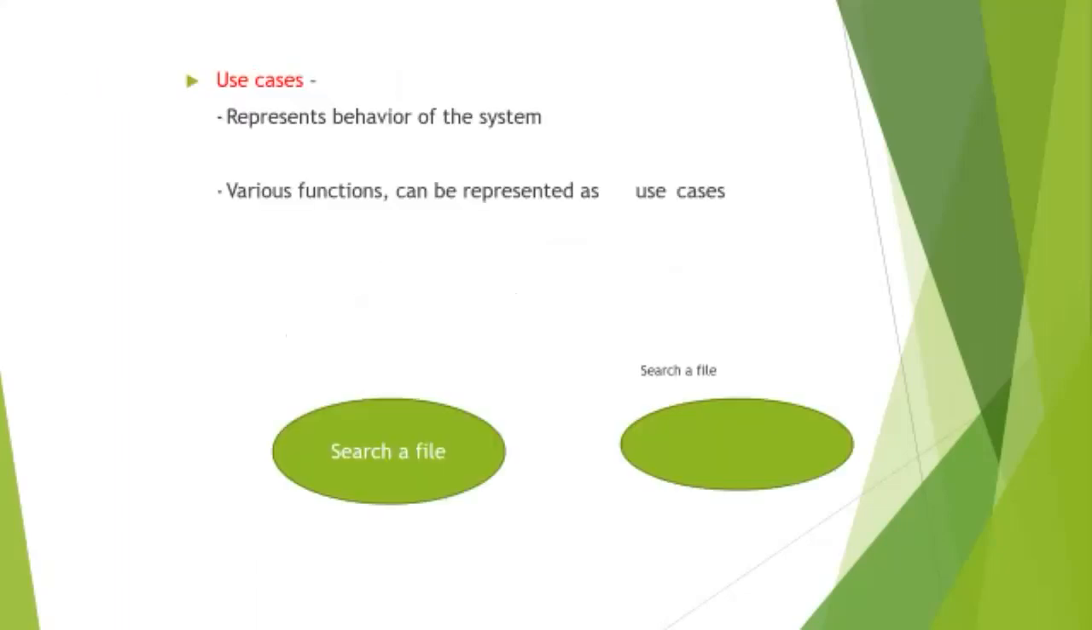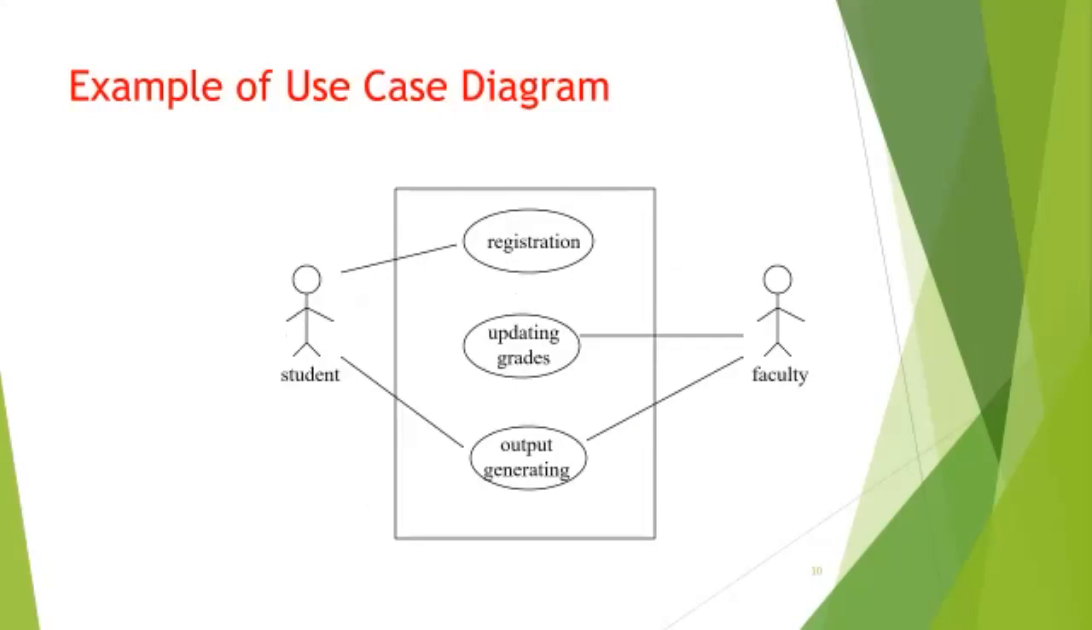This is the notation of use cases, which represents the behavior of the system. Various functions can be represented as use cases as shown in the figure. This is a simple example of a use case diagram where student and faculty are the actors, and registration, updating grades, and output generating are the use cases. They are connected to each other.